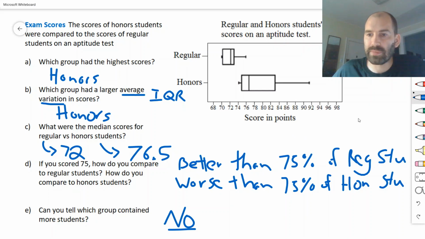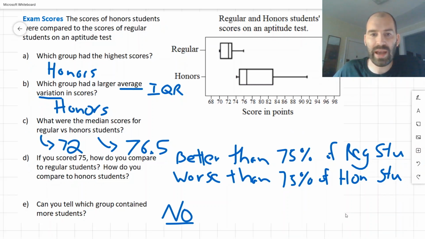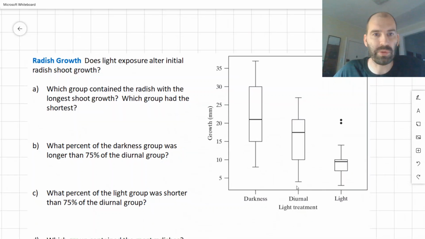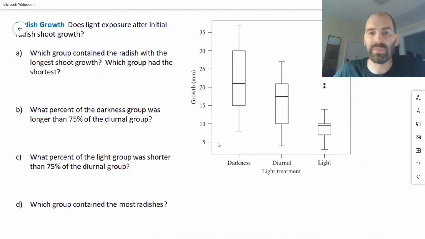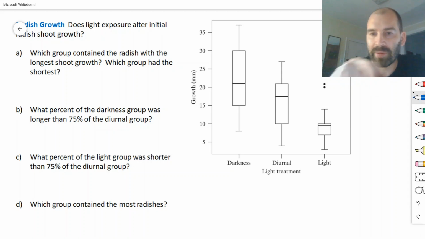So next up, what do we have? Radish growth. So here we have different radish seedlings planted in different light conditions. Some were planted in darkness, some diurnal, that's half dark, half light, and then some in light conditions. And then they looked to see how much the radish shoots grew, and they made these plots. And so this is a scientific experiment where you can see the utility of box plots here. We can compare these different groups very nicely side by side.